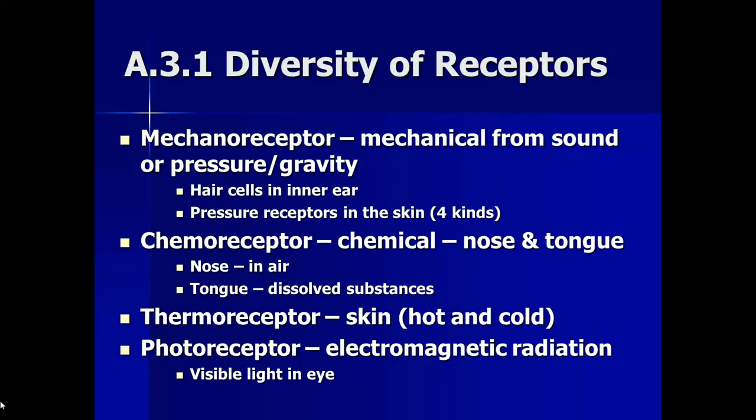A chemical receptor is basically found in your nose and tongue, but there are some other tissues, especially in other organisms. Those detect molecules, detect solutes, detect differences in pH. A chemoreceptor, chemical receptor. A thermoreceptor, heat and cold, in your skin and in your brain, the hypothalamus. A photoreceptor, photo meaning light, detects the visible light spectrum, 400 to 700 nanometers.